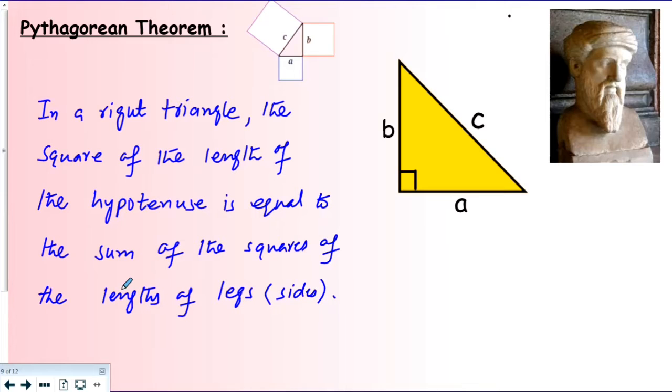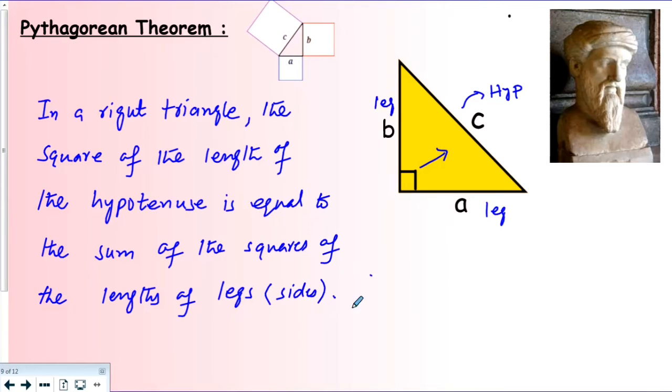Okay, so this theorem says that for every right triangle, the square of the length of the hypotenuse is always equal to the sum of the squares of the lengths of the other two sides. So here on the right side, we have a right triangle in which the longest side is opposite to the right angle. So this is the right angle. The side opposite to the right angle is the hypotenuse. Now the other two sides are called the legs. So this is leg a and this is leg, say, b.